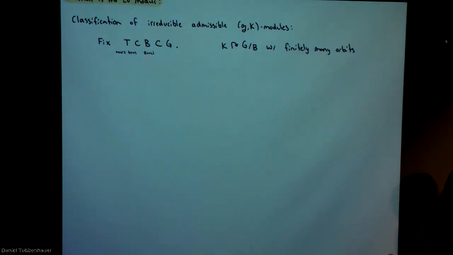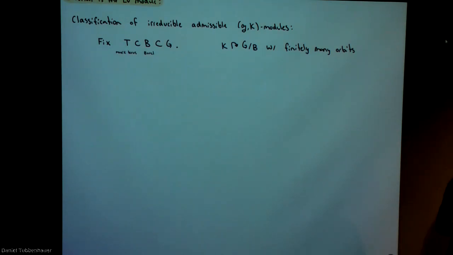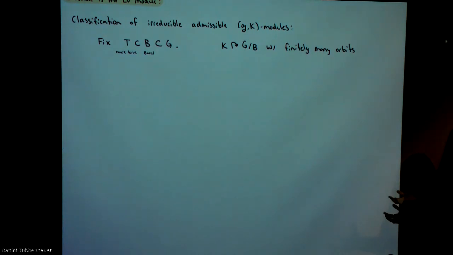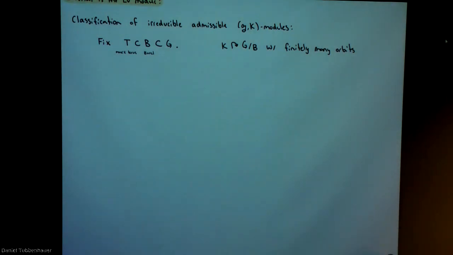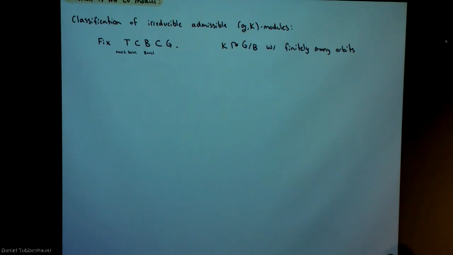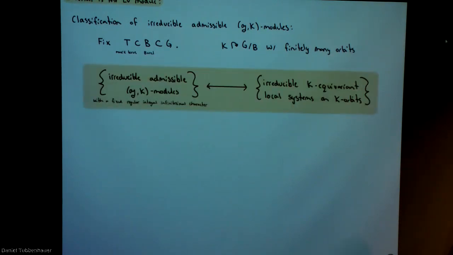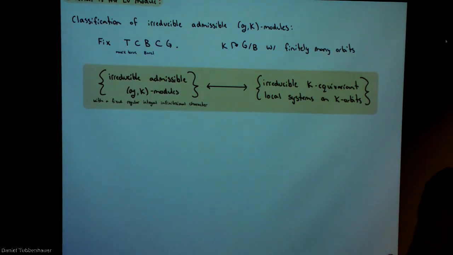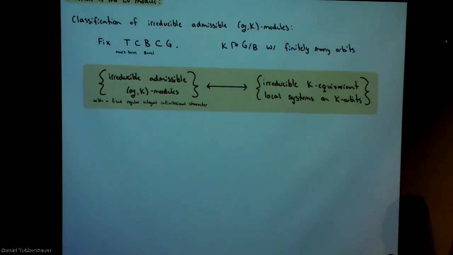Okay, so I've introduced for you a class of representations, which I think are interesting, admissible GK modules. And maybe the first thing we ask, if we have some class of representations we want to understand, is how to classify the irreducibles. And in this case, the irreducibles have a very nice geometric classification. If we have some Borel subgroup inside of our complex group, we can look at the action on the flag variety of this maximal compact subgroup. It acts with finitely many orbits, and information about those orbits gives us a classification of irreducible admissible GK modules.